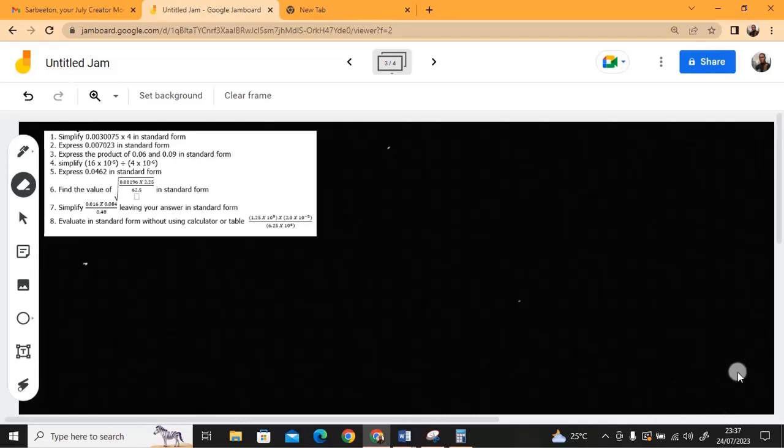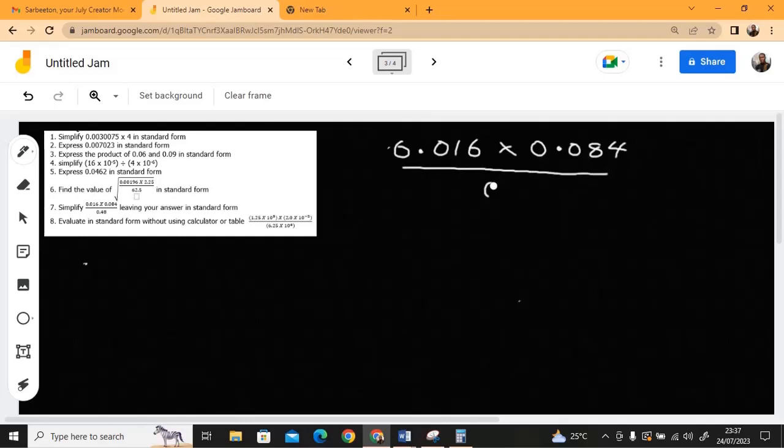Now the next one we want to look at. They gave us something like this. We have 0.016 times 0.084 over 0.48.